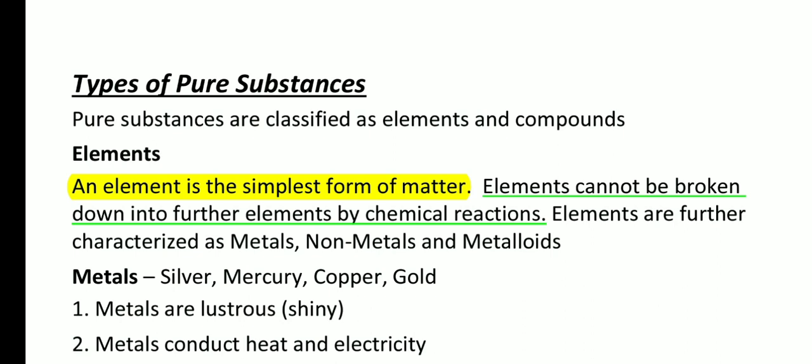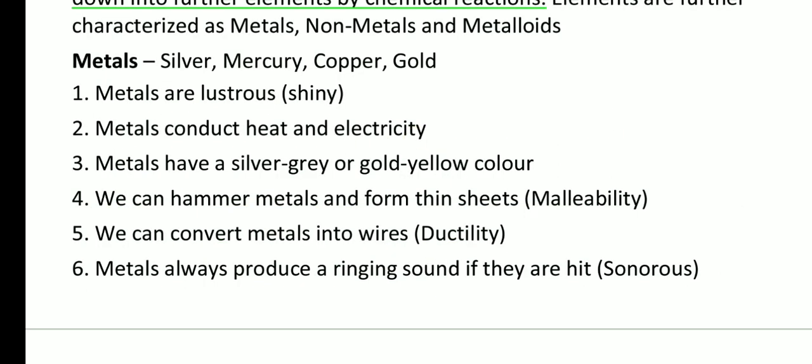Metals. Examples are silver, mercury, copper, gold, and many more. Metals are lustrous, that is, they are shiny. Metals conduct heat and electricity. Third point is metals have a silver grey or gold yellow color. Fourth is we can hammer metals and form thin sheets, that is, it shows malleability. Fifth one is we can convert metals into wires, that is ductility. And the sixth is metals always produce a ringing sound if they are hit, that is, they are sonorous.